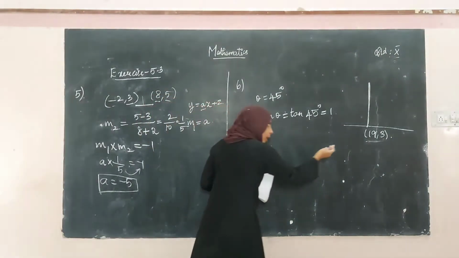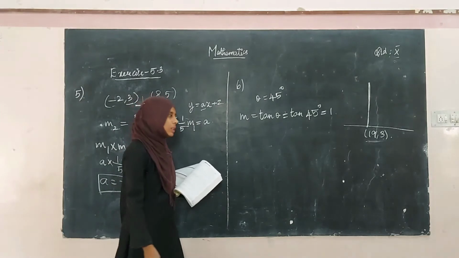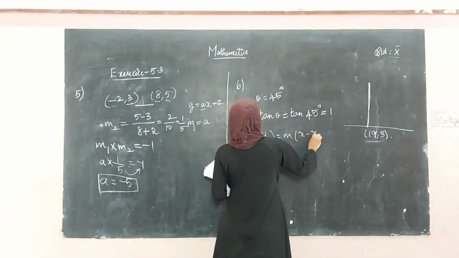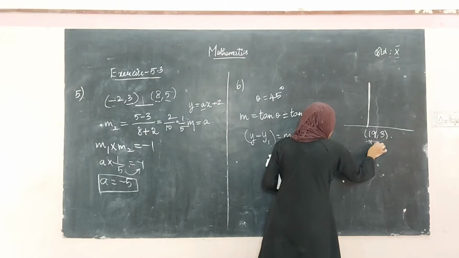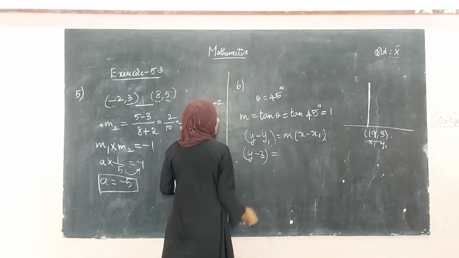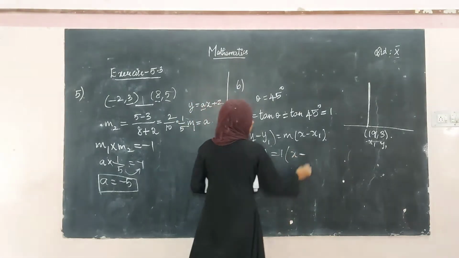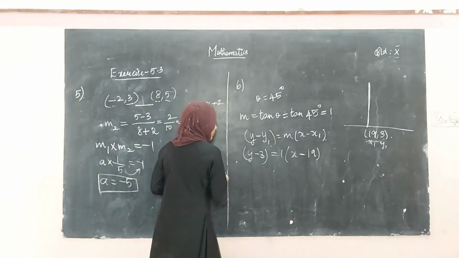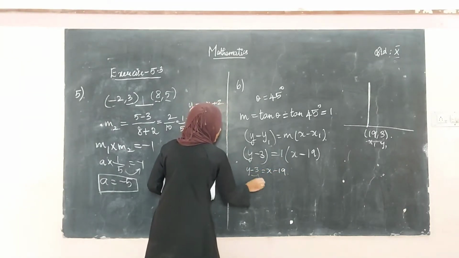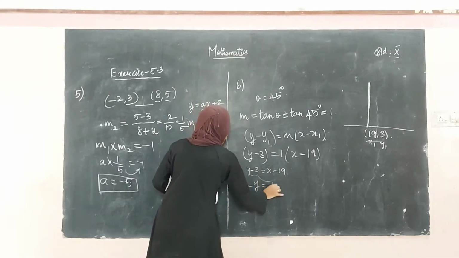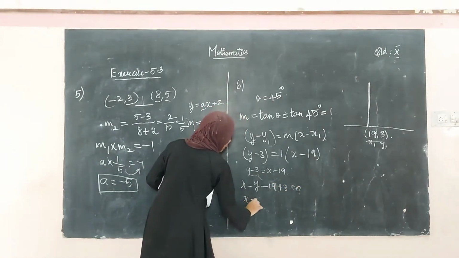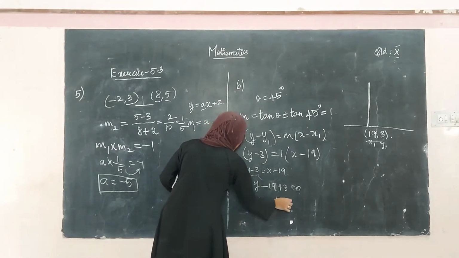So now we know a point and the slope. So what's the point slope formula? y minus y1 equal to m into x minus x1. Here you have to take this as x1, this as y1. Substitute here, y minus 3 equal to m, which is 1, into x minus 19. Okay, solve it. So here it will be y minus 3 equal to x minus 19. Bring these two terms to this side, x minus y minus 19 plus 3 equal to 0, x minus y minus 16 equal to 0.